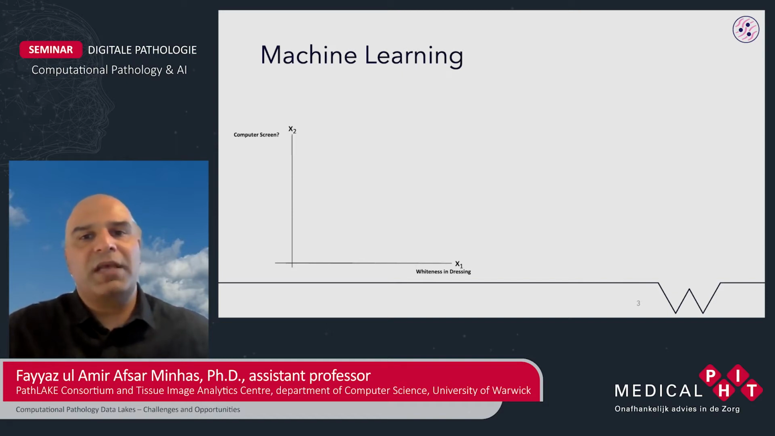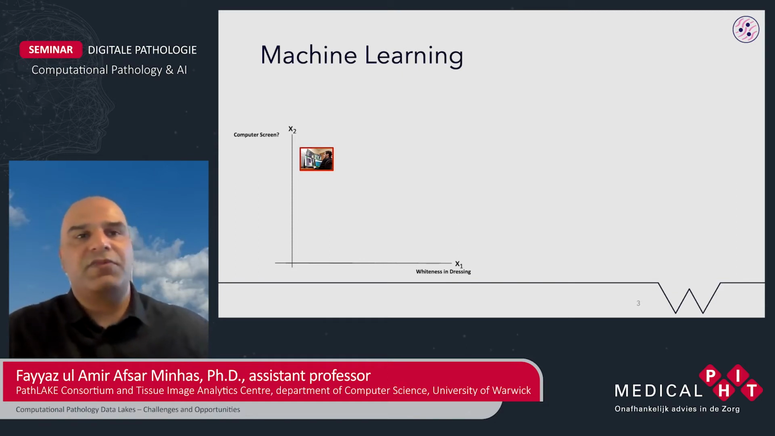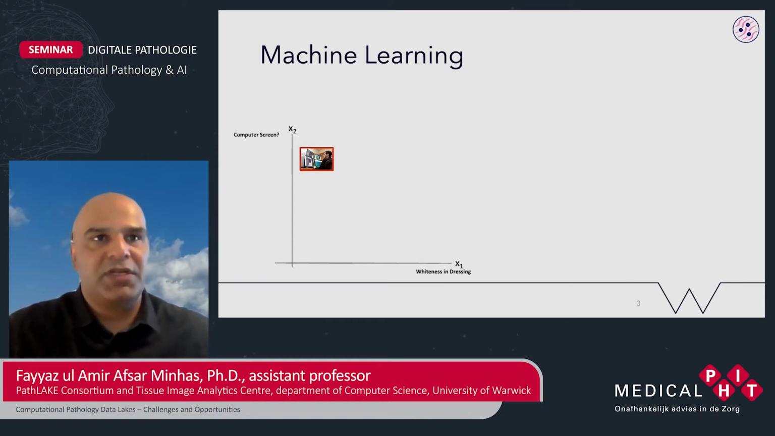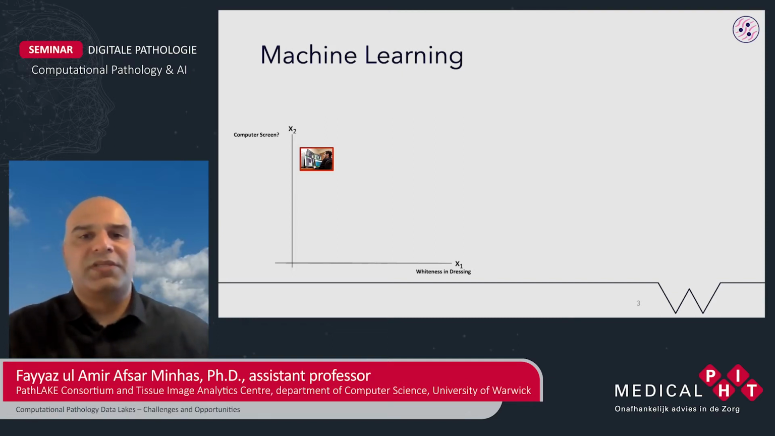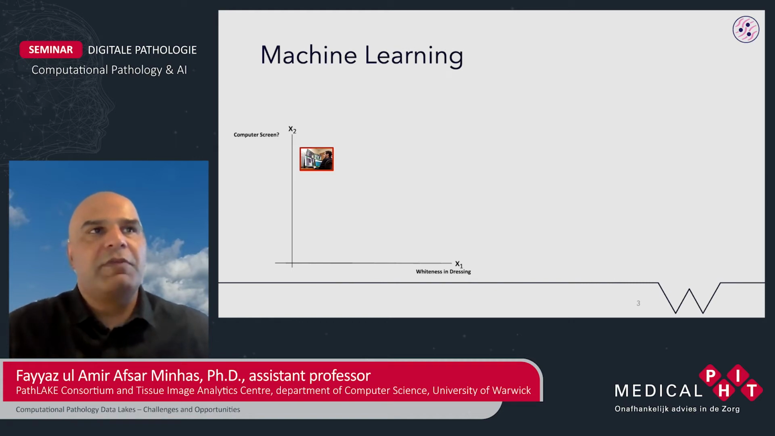Let's say we want to separate or classify between pathologists and computer scientists. For each of our computer scientists or pathologists, we take an image and we extract certain features from that image. For example, we can extract to what degree their dressing is white, or how many computer screens they have in front of them. And we collect data so that we know whether a person is a computer scientist or not, and we plot them on this sort of a scatter plot.